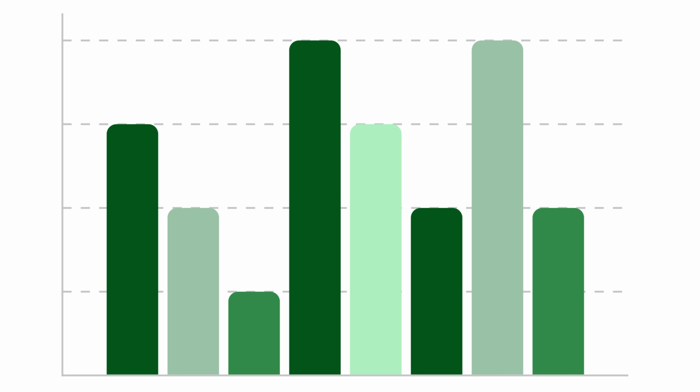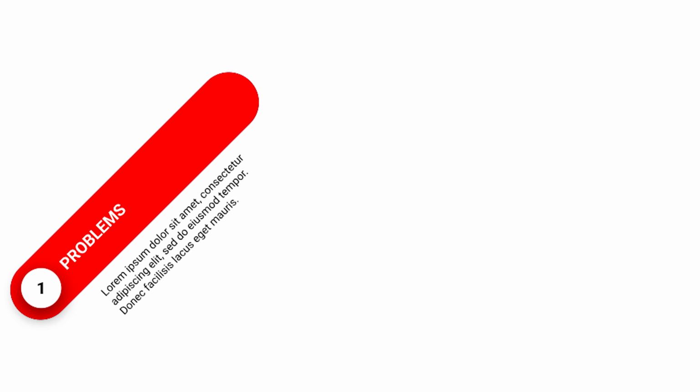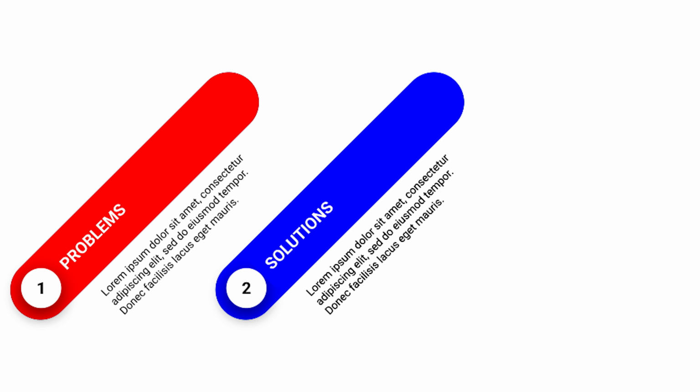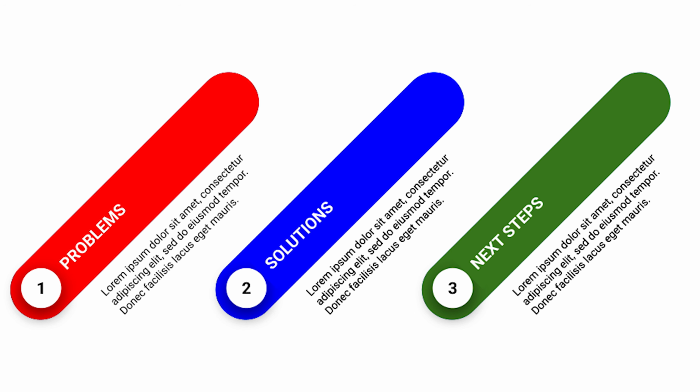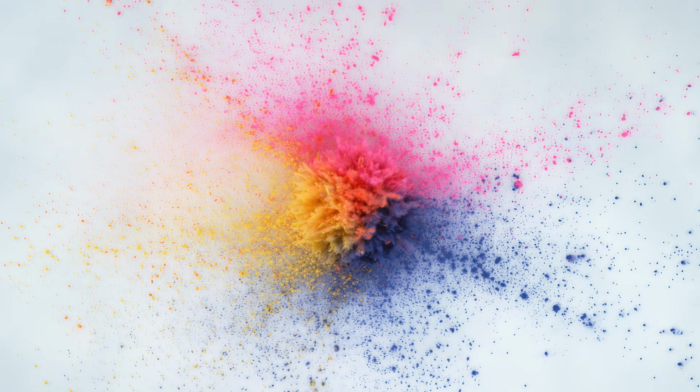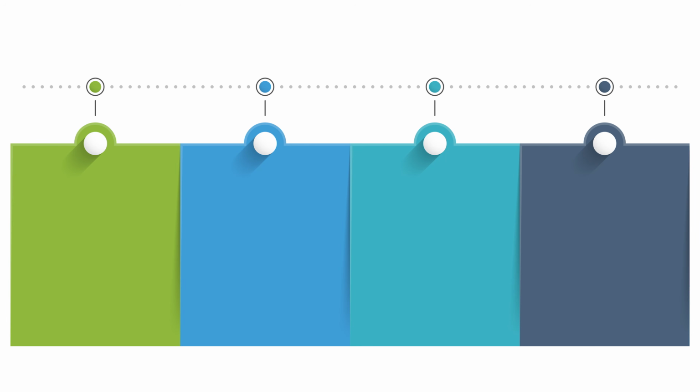Ask, what mood does this design need? What colors support the message? Are the colors readable? Color can also help create structure. For example, in an infographic, one color might represent problems, another might represent solutions, and another might represent next steps. But too many colors can create visual noise. A limited color palette often looks more professional and helps the viewer understand the design faster.